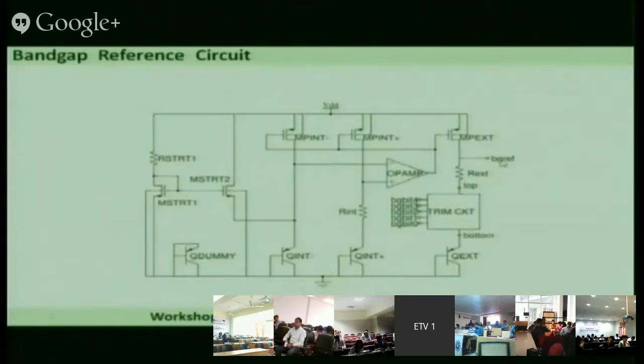Output is taken from here. This is a kind of buffer. You can see here, it is a common-drain source follower, which you have studied. So this output follows this. It acts as a buffer only, and this circuit is for trimming, so that you can fine trim these values and adjust this voltage. So finally you get BG out here, the band gap reference. The band gap reference output voltage is coming here. This voltage is not sensitive to temperature. So this is how it is created.